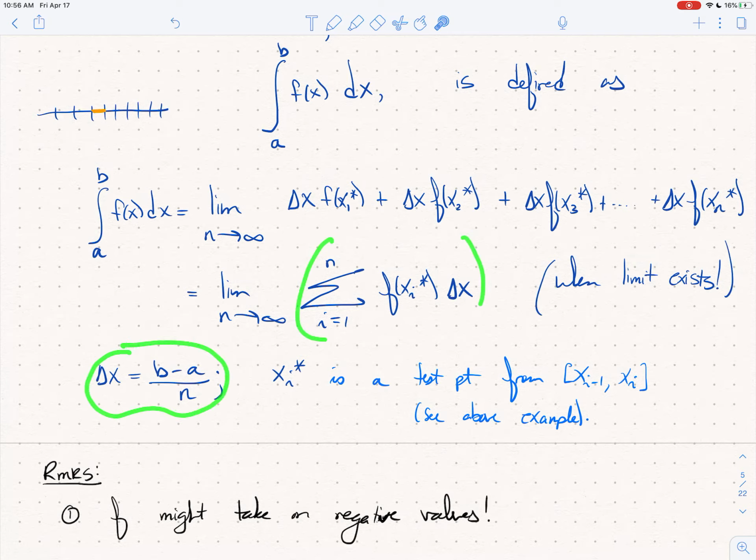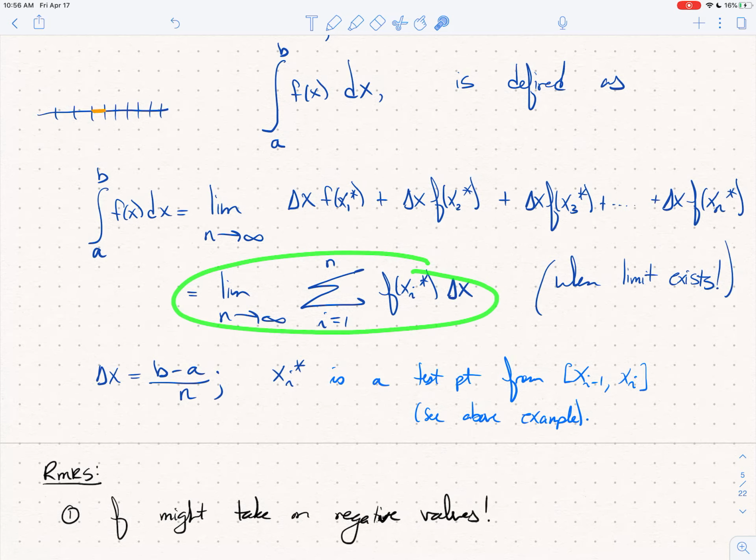What's delta x? Same as before. It's b minus a over n. And then xi star is a test point from your little interval. So you're still breaking your x-axis up into little intervals, and you're plugging in a test point, and you get this.